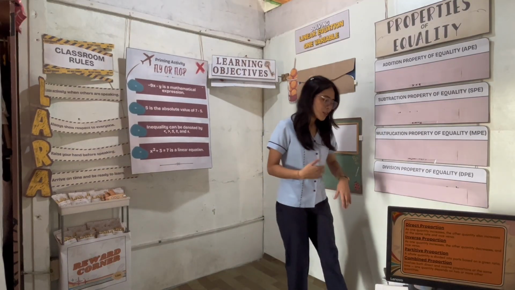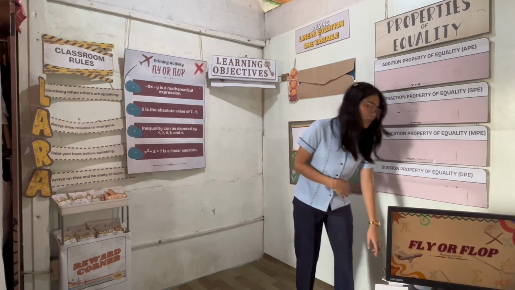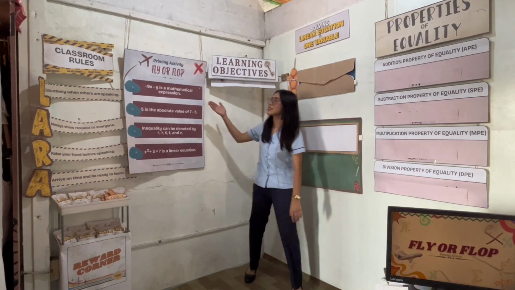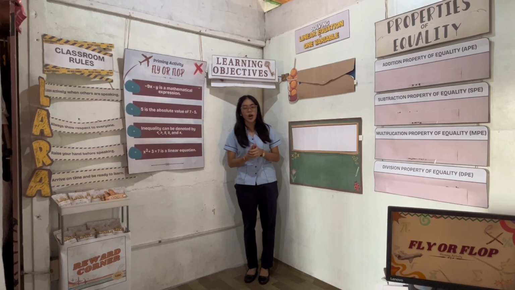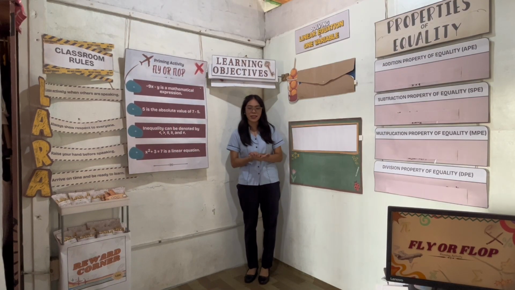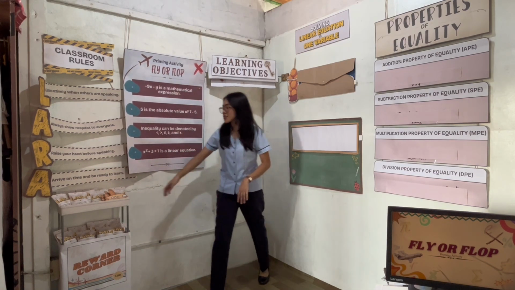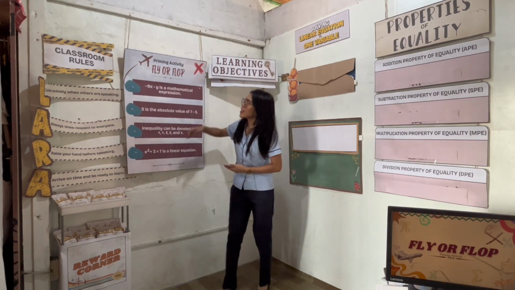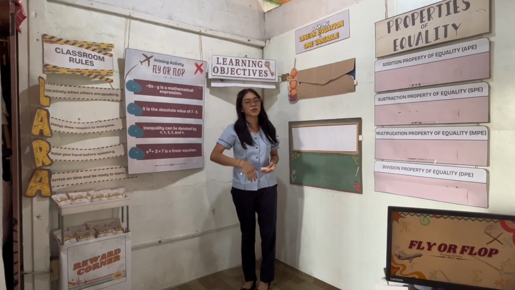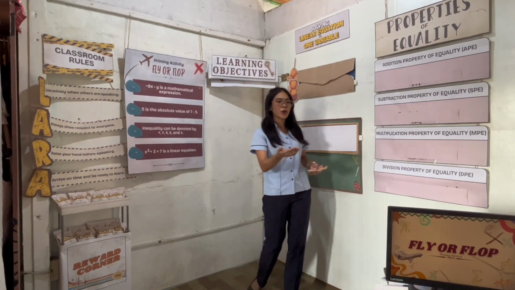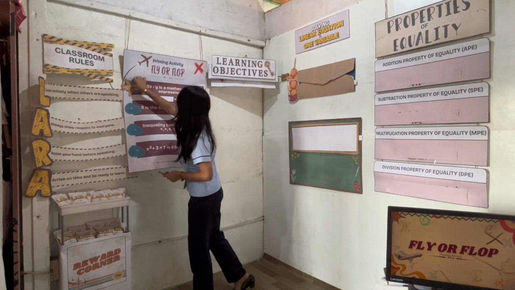Now, let us go through our motivational activity called Fly or Flop. Basically, it is a true or false, but instead of saying true or false, we'll say fly if the statement is true and flop if the statement is false. Let us start. The first statement is negative 9x minus y is a mathematical expression. Is it fly or flop? Fly, very good. The statement is true.